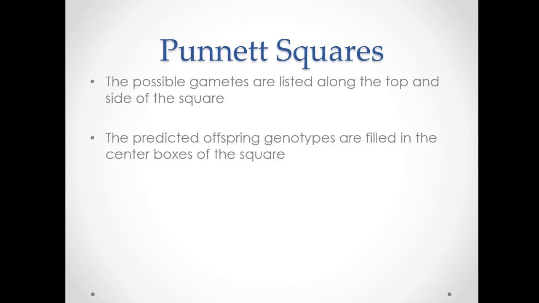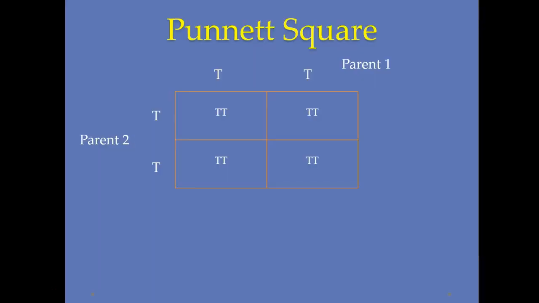A Punnett square is a four square, and we're going to put the possible gametes on the top and side of the square, and then we're going to combine them in the center boxes. So let me show you what this looks like. Okay, so here's our Punnett square. Let's go back to those tall pea plants again. Let's say we take two parents who are both homozygous tall, true breeding for the trait tall. Parent number one can only make the big T allele. And parent number two is also true breeding, so their alleles go here on the left.